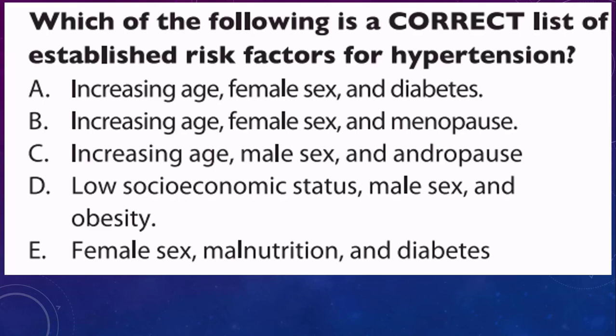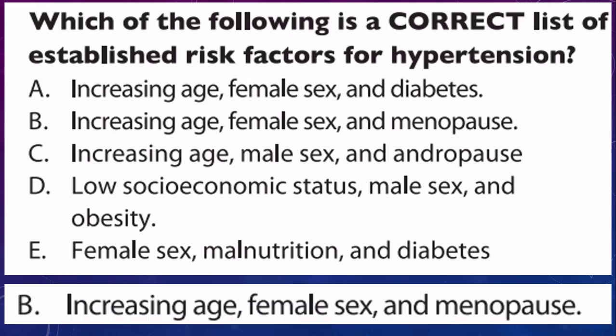As usual, I have added an MCQ. Please read the stem. Which of the following is a correct list of established risk factors for hypertension? The correct option is B: increased age, female sex, and menopause.